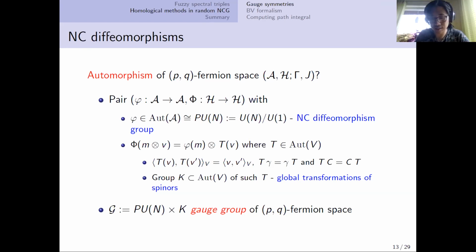Do you have two ghosts, or do you stop at only one ghost? Could you repeat the question? You have ghost fields, I guess. Do you have to put ghosts of ghost fields? In this case, we can stop at the first level because we don't look at gauge transformations of gauge transformations. Okay, you have some closure. But in principle, one could go higher. Okay, thank you.